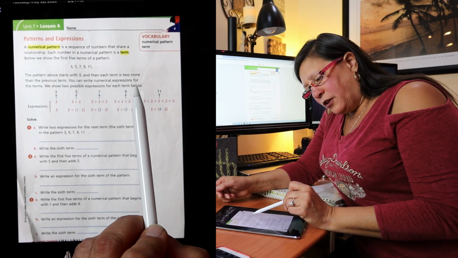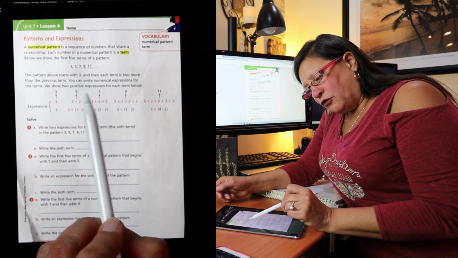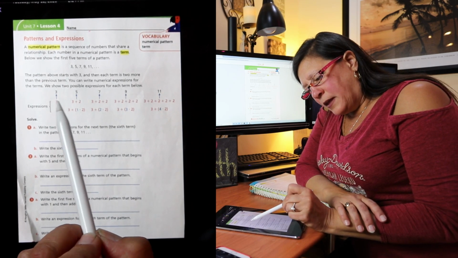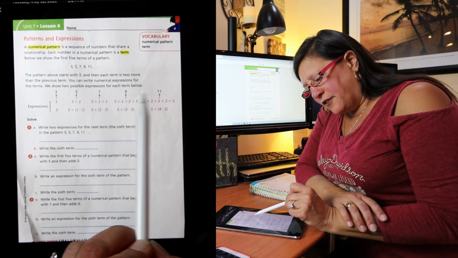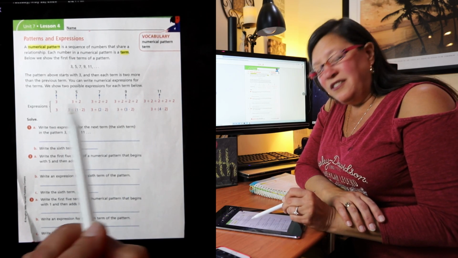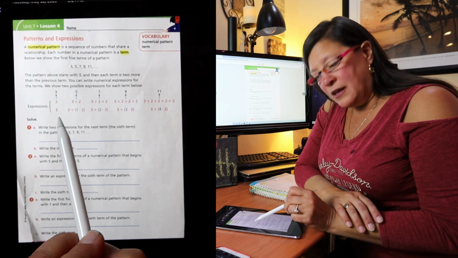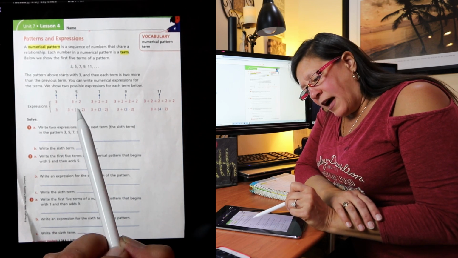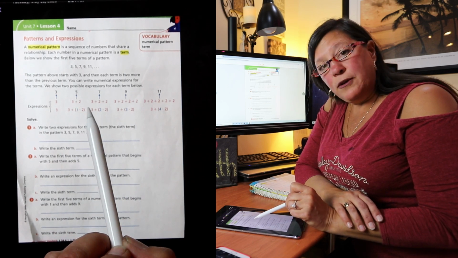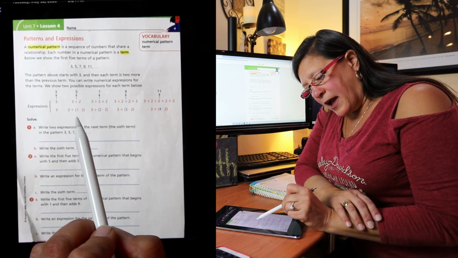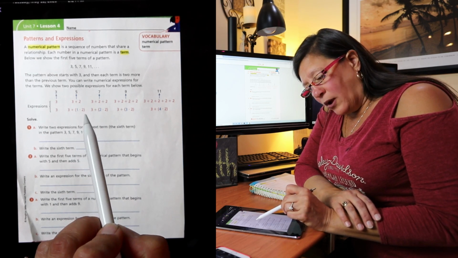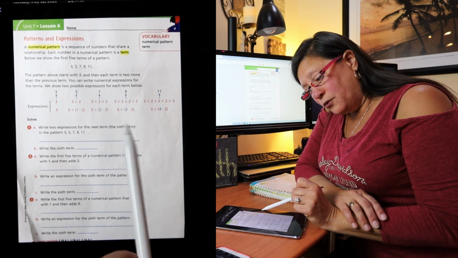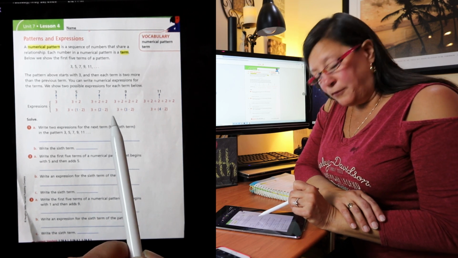You can write a numerical expression for the terms. We show 2 possible expressions for each term below. For example, we have 3, 5, 7, 9, 11. And these are expressions that show an expression that equals that number. So 3, 3, and 3. For 5, another way to express 5 is 3 plus 2 using the pattern, or 3 plus 1 times 2. For 7, 3 plus 2 plus 2, or 3 plus 2 times 2.